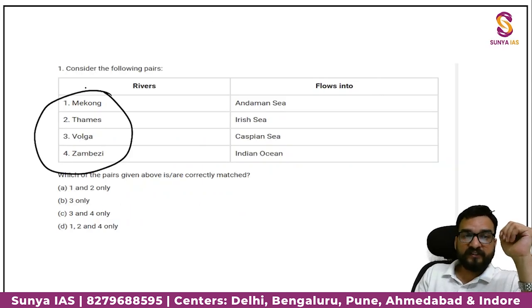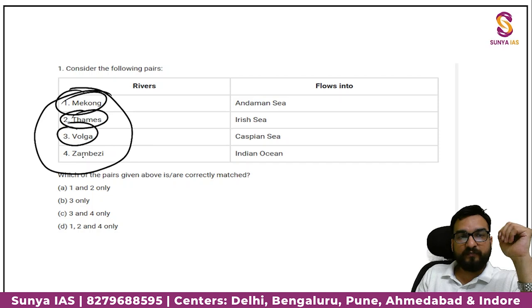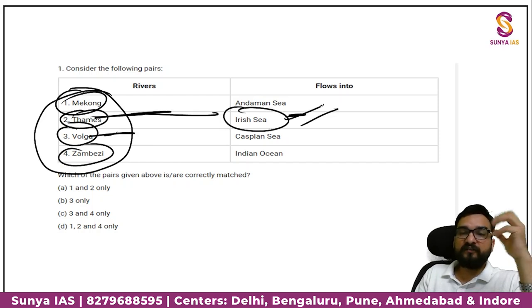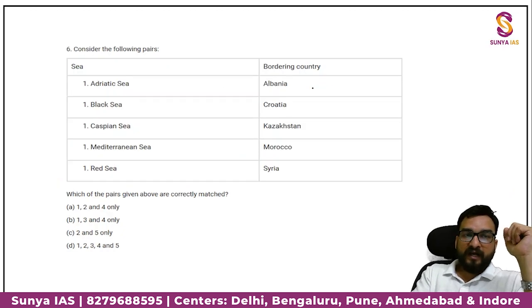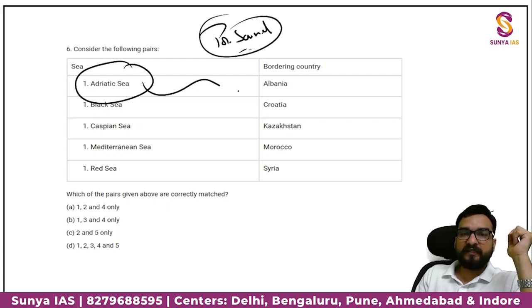See the rivers, physical features, that Thames, Volga, Mekong, Zambezi. So over here, Thames, you can see Irish Sea. That means sea information should be there. Again, which countries are surrounding what? So that means you should be politically sound in order to solve all these questions. Adriatic Sea, Albania, कहाँ पर पड़ता है?